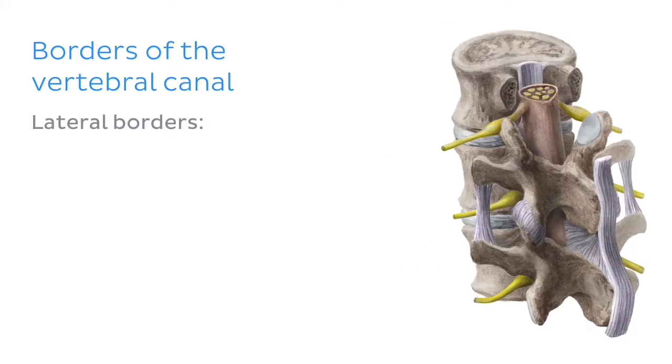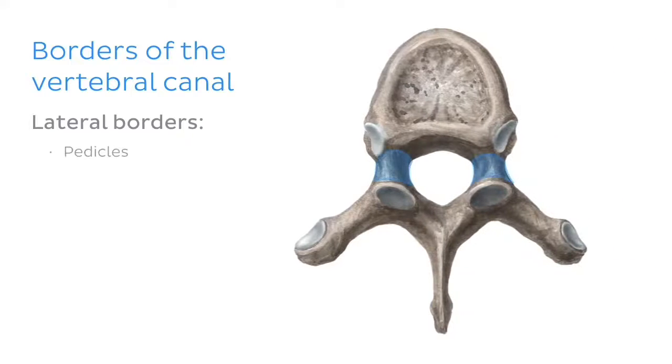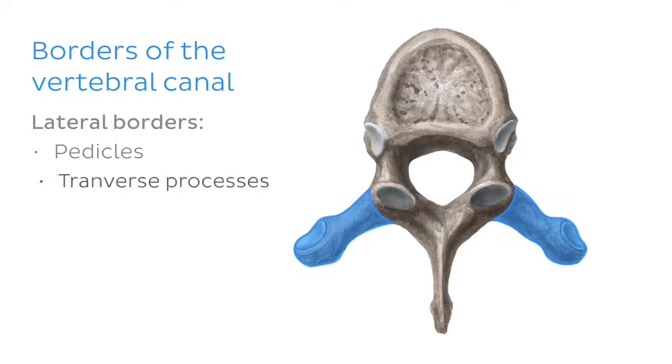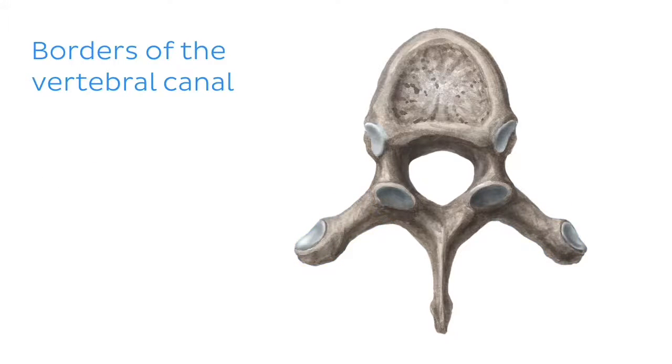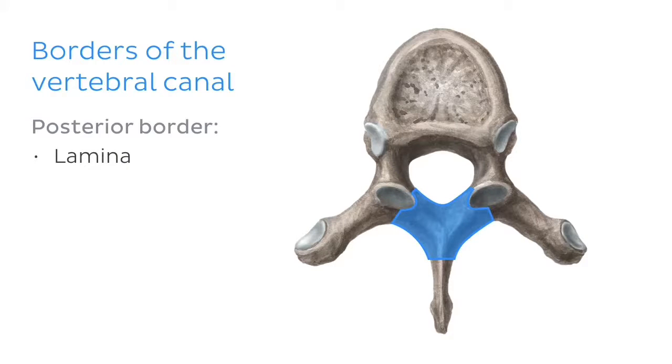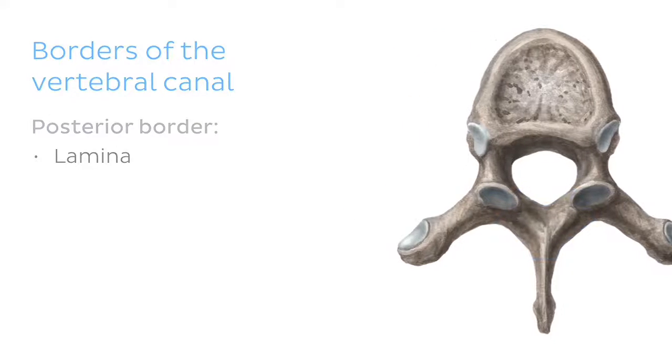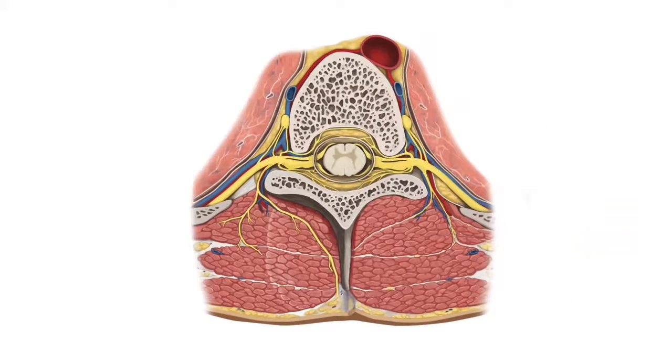Where a bony wall exists, it's formed by the pedicles of each vertebra, and these are found between the vertebral body and these processes just here, which are known as the transverse processes of the vertebra. And finally, the posterior border of the vertebral canal is this piece of bone, which is known as the lamina of the vertebra. Okay, so I'm going to switch to a different illustration now, which shows a transverse section of the vertebral column in situ, so that we can get a better appreciation of the contents of the vertebral canal.